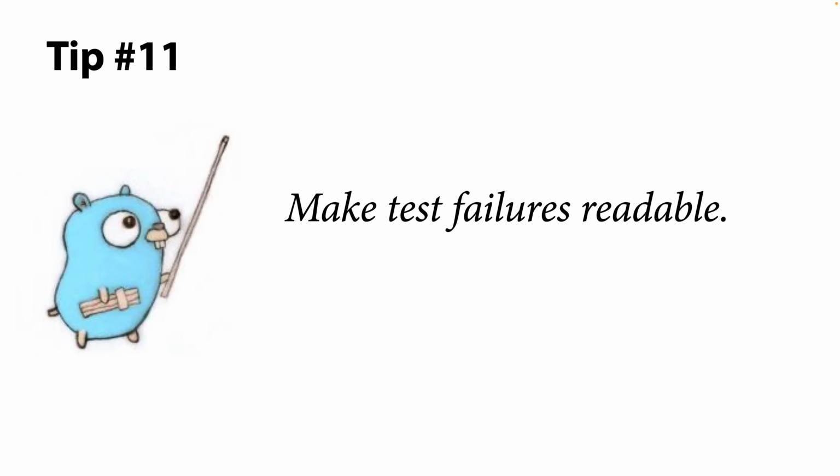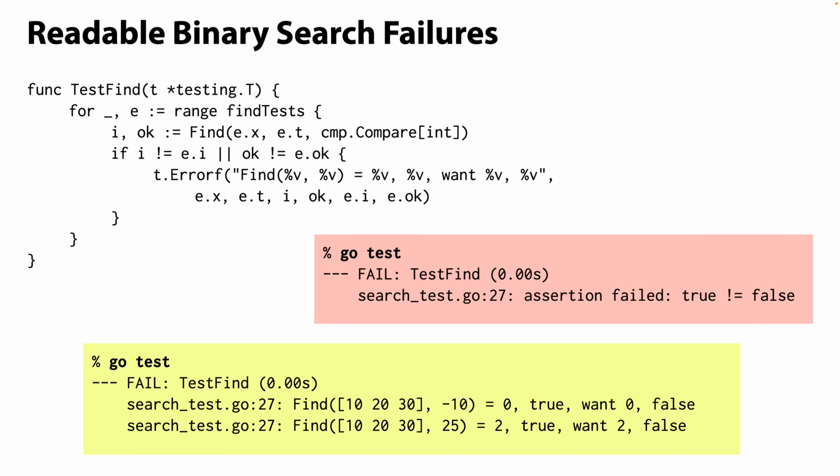Rewinding a bit, we've already seen this with binary search. I think we all agree that the pink box is not a good failure. But there are two details in the yellow box that make these failures especially good. First, we check both return values in a single if statement, and then we print the full input and output in a concise single line. Second, we don't stop at the first failure. We call t.Error instead of t.Fatal to let more cases run. Combined, these two choices let us see the full details of each failure and look for patterns across multiple failures.